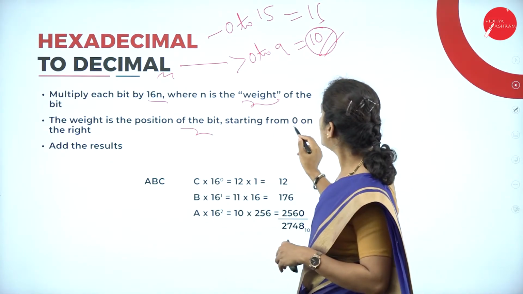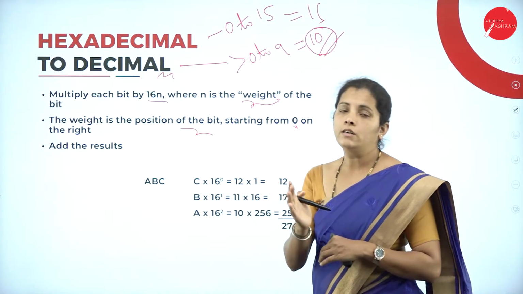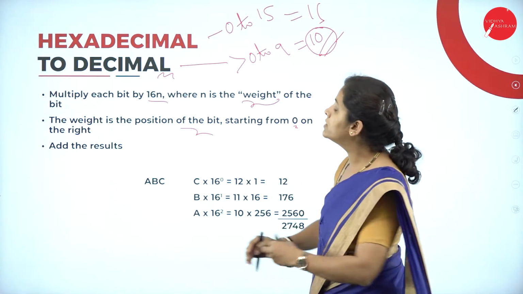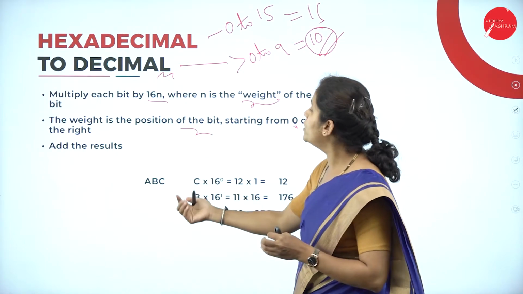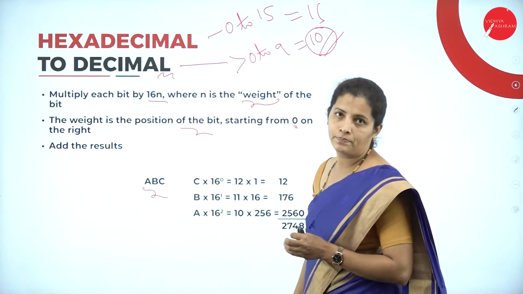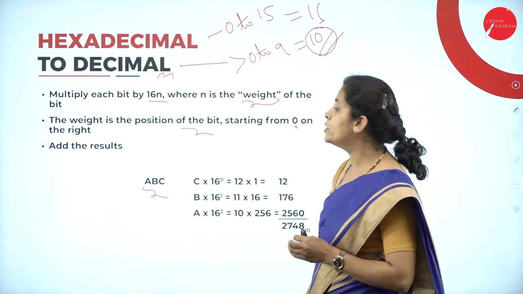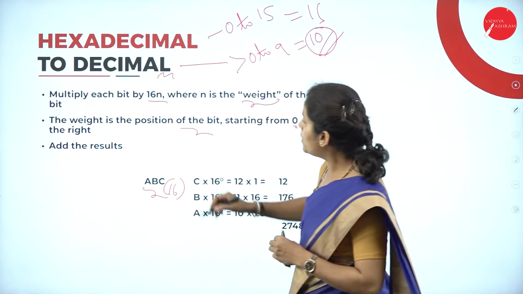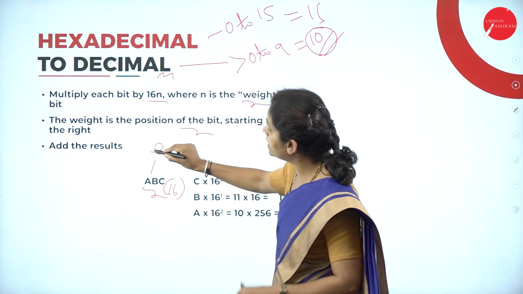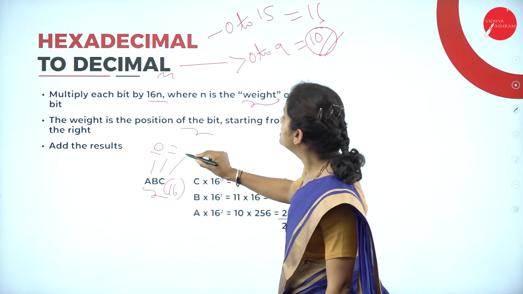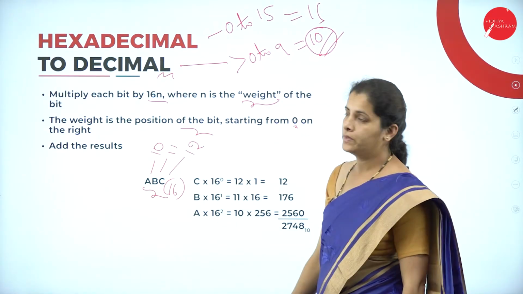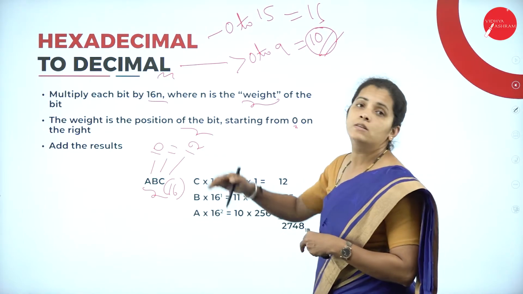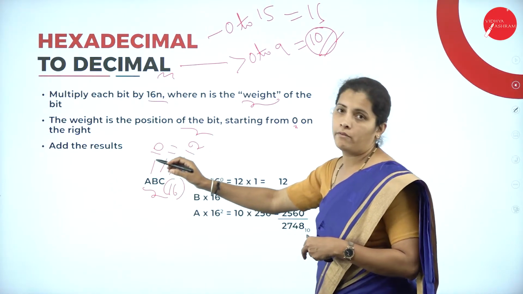So you're going to start from 0 on the right. Then I'm going to add all the results. So the procedure is the same. Here we are going to get a hexadecimal number. What number are we going to get? We are going to get the hexadecimal number ABC. So what does A stand for? Here A stands for 10, B stands for 11 and C stands for 12. Now I'm going to multiply these values with 16 power.